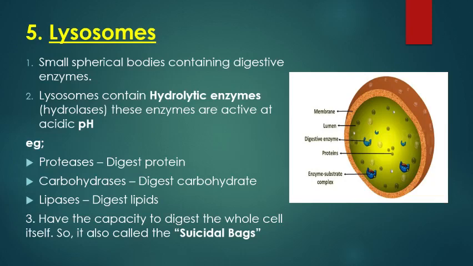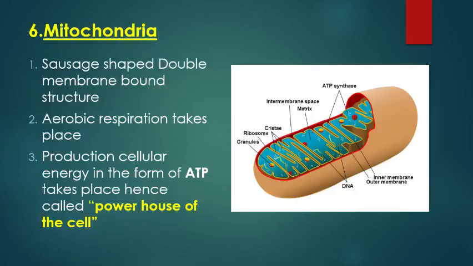Lysosomes. Small spherical bodies containing digestive enzymes. Lysosomes contain hydrolytic enzymes. These enzymes are active at acidic pH. For example, protease digests protein. Carbohydrase digests carbohydrate. Lipase digests lipids. Lysosomes have the capacity to digest the whole cell itself, so they are also called suicidal bags.